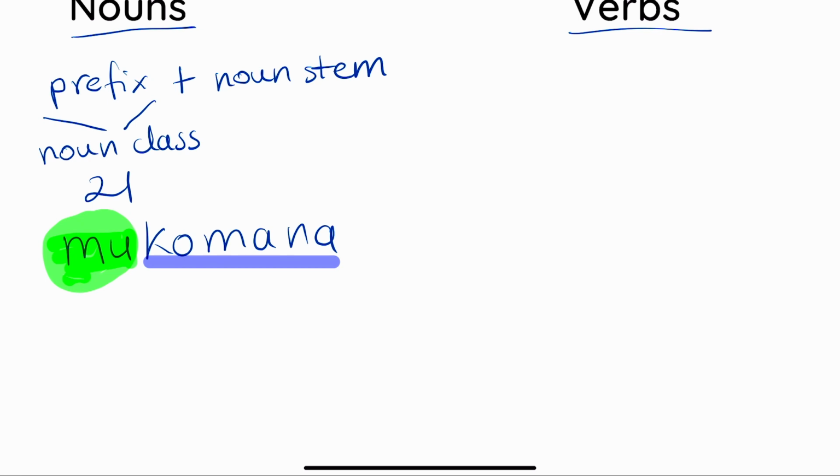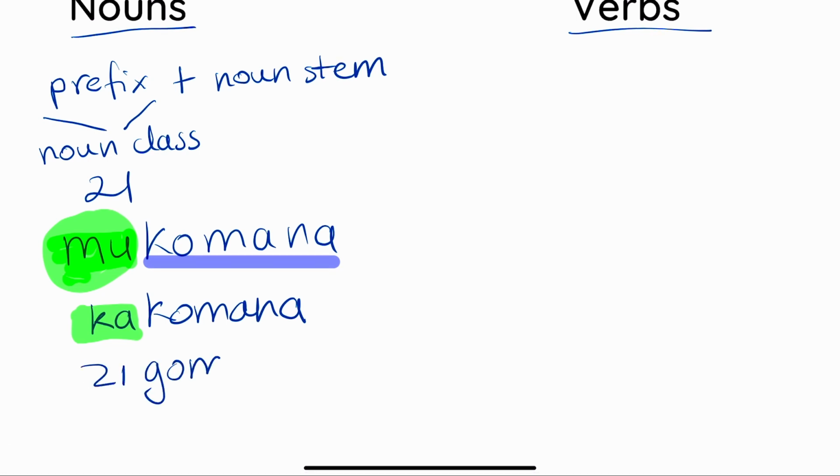In order to say a little boy, the prefix would change, and I would have kakomana. So my prefix has now changed to ka. If I wanted to say a giant boy, a big boy, my prefix would change to z, and the stem would also change to show agreement that this is a big boy, and it would become zigomana. So that is how we form our nouns in Shona. We basically have a noun prefix and a noun stem.